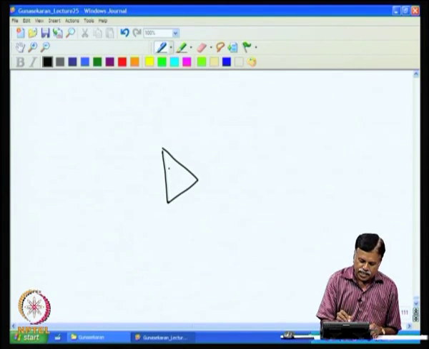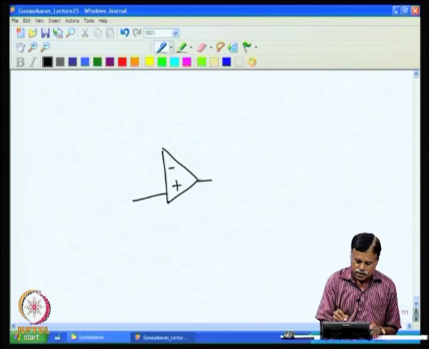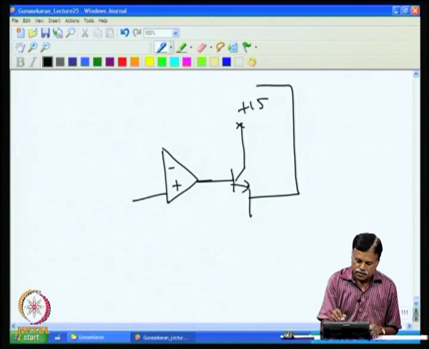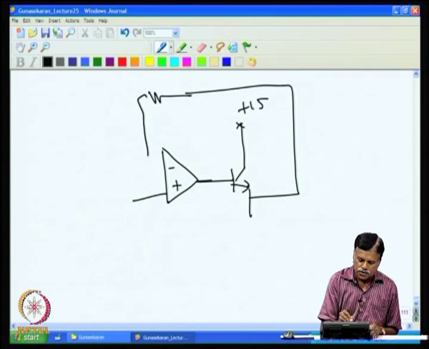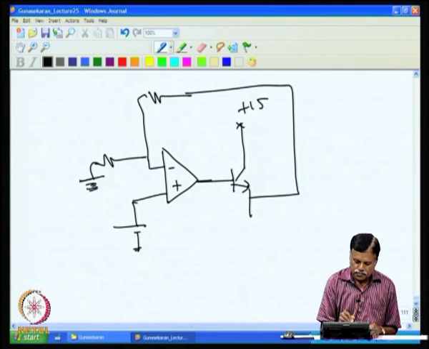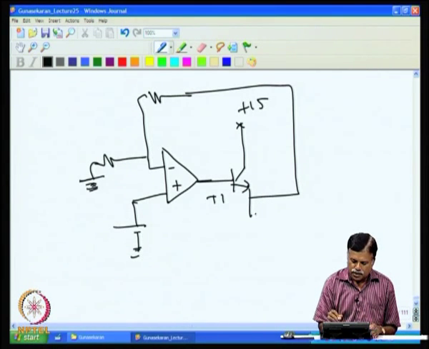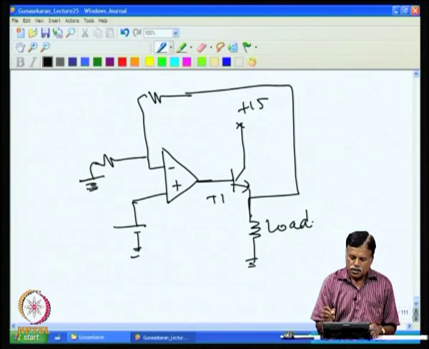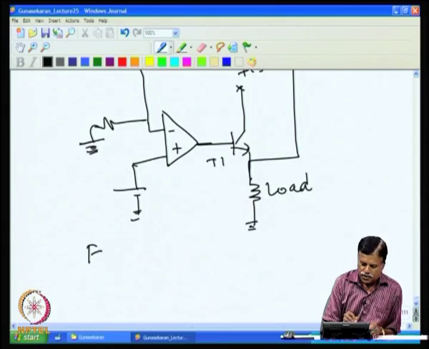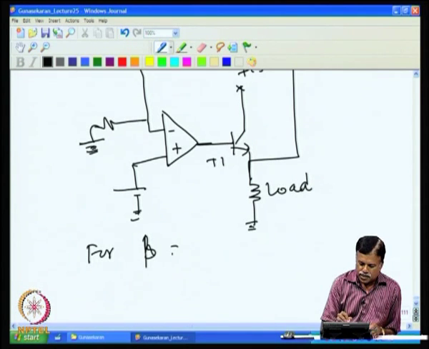For example, if I need a very high current, the normal practice is that you take the op amp and put a transistor. I can have this arrangement, then return the emitter to this, and give the input to this. So, you have the transistor T1 and then your load can now be very high. This is the load. For example, assume the HFE, the beta of the transistor, is 100.